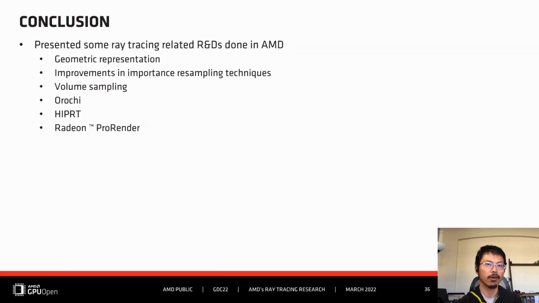Okay, this is all I have today, and the topics I covered today are geometric representation and improvements in importance resampling techniques. After that, I talked about some volume sampling techniques, and then I introduced a bunch of SDKs and libraries: the Orochi library, which makes your life easier to keep your code running on AMD and NVIDIA, and also HipRT, a new ray tracing library written in HIP. And then I gave an update on Radeon Pro Renderer.